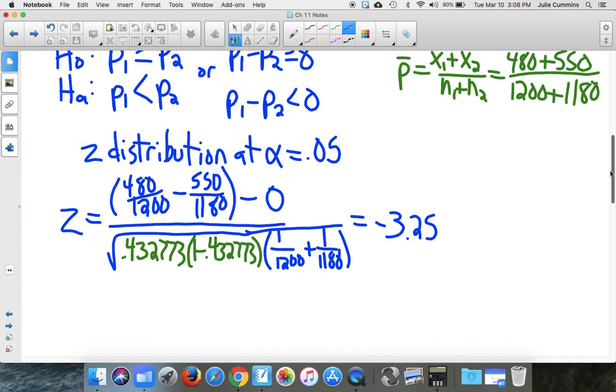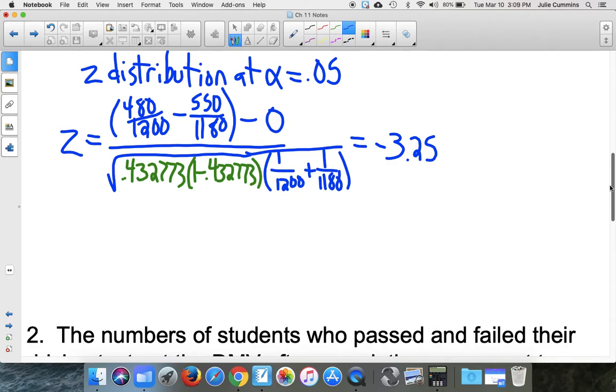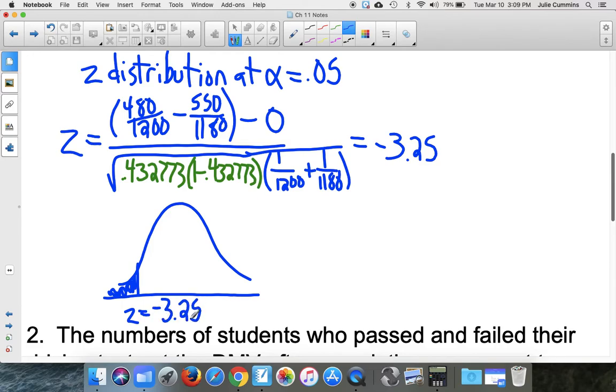Now that we know that, we're going to use rejection regions. So this is a left-tailed test. So we're going to look up the critical value for z. You can look up the critical value for z on the table, or the other thing we can do is say that this is negative 3.25, and our p-value is going to be this shaded region. So we can look that up on the table, the area to the left of negative 3.25.